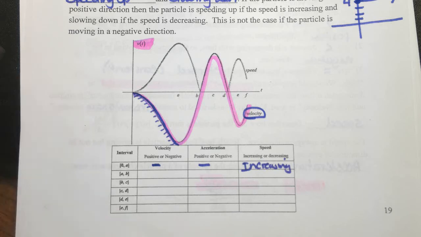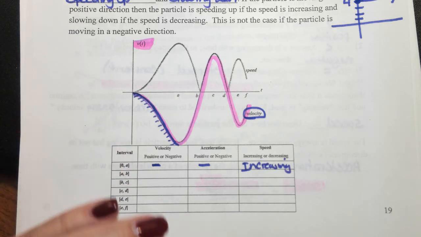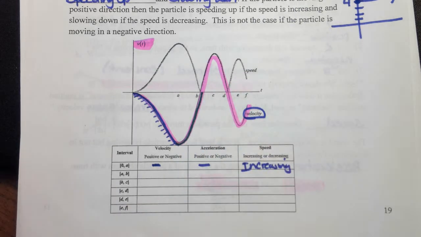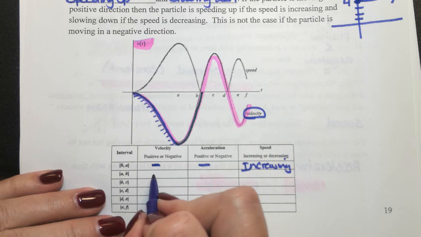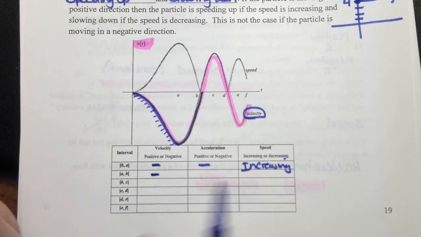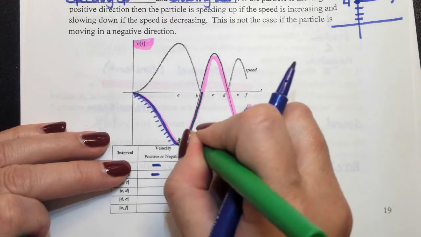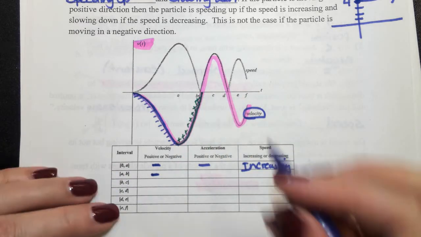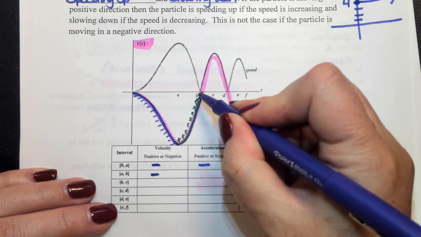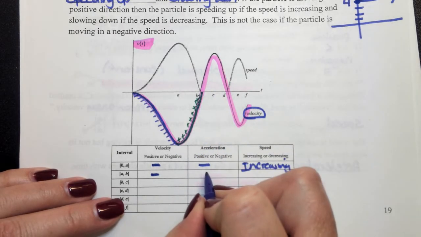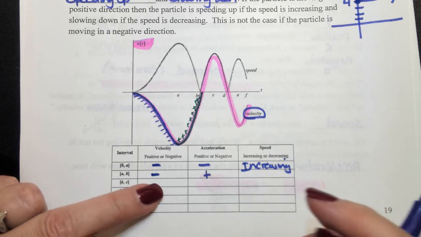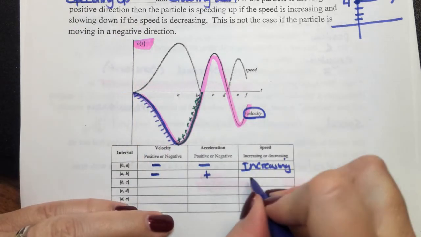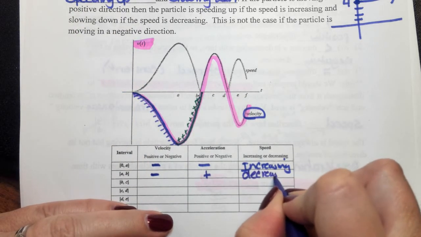If you look from my interval from A to B, notice the velocity curve is still negative. It's still below the x-axis. So my velocity is still negative. However, notice that the velocity is increasing from A to B, which tells me that the slope of all these tangent lines are positive from A to B. Therefore, my acceleration is positive. So since velocity is negative, acceleration is positive, they are working against each other. So therefore, my speed is going to be decreasing.